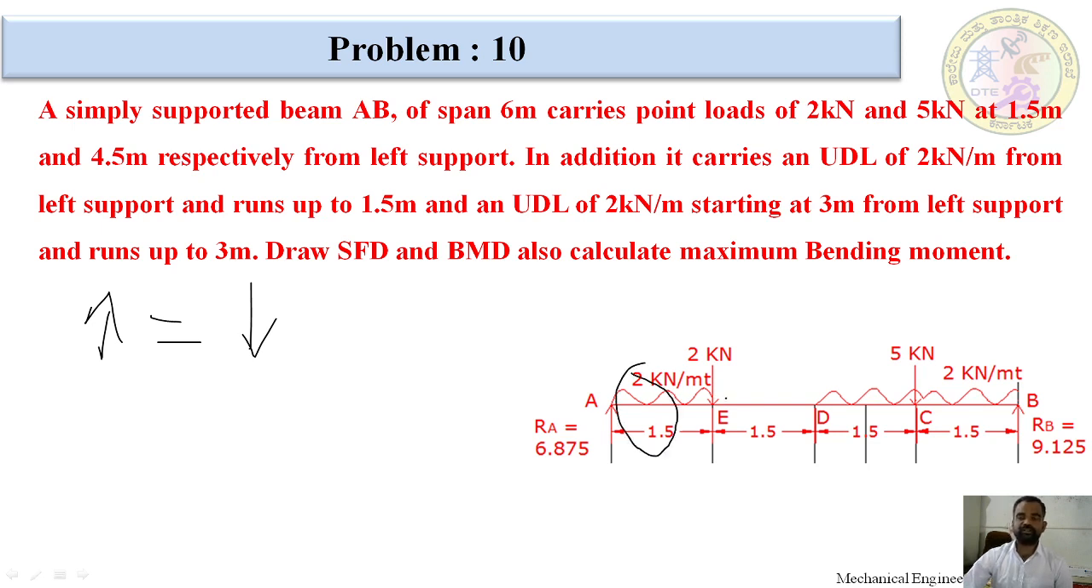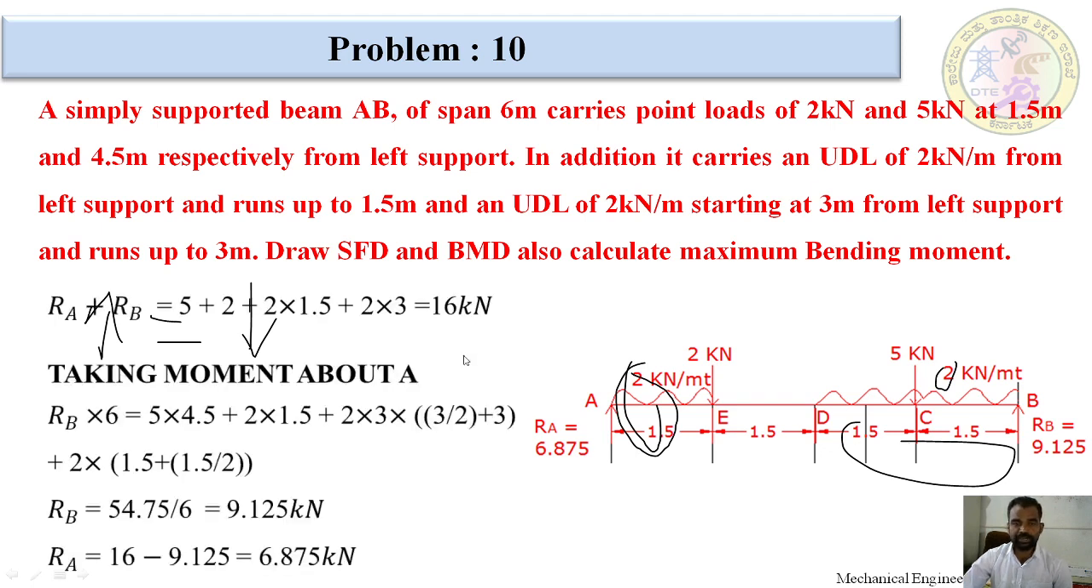How to convert UDL into point load? Point load is equal to UDL magnitude into UDL distance. UDL magnitude is 2 kN per meter, UDL distance is 1.5, so 2 into 1.5. For the second UDL, 2 into 3. This is the conversion of UDL into point load. Okay, up to here we have.